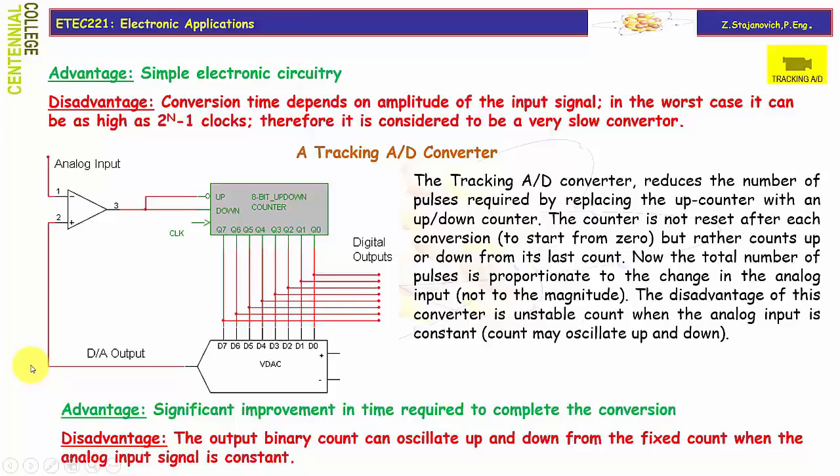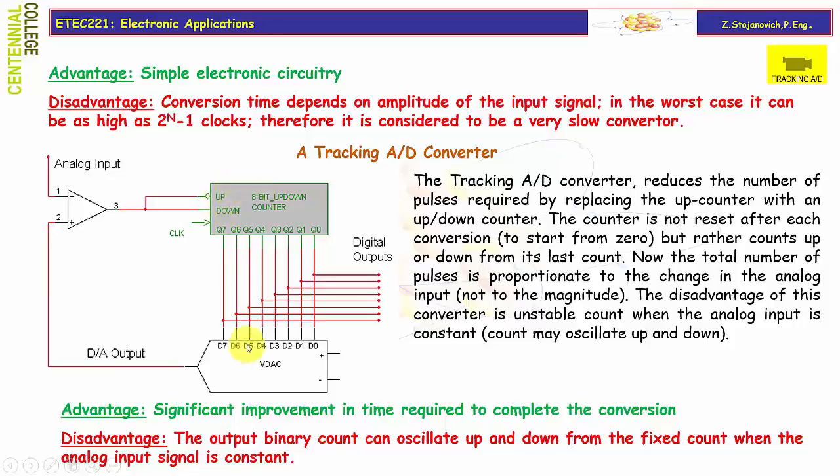The disadvantage of this converter is an unstable count when the analog input is constant. That means that the count might oscillate up and down around that current value. So here is the block diagram of how the up-down counter works.